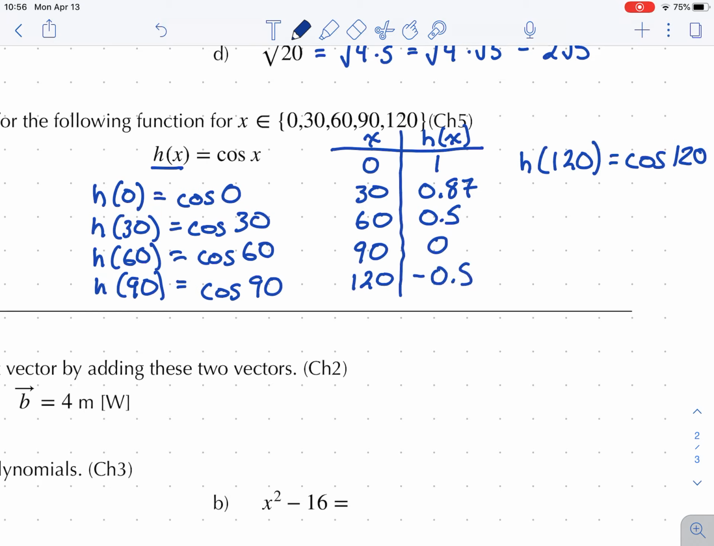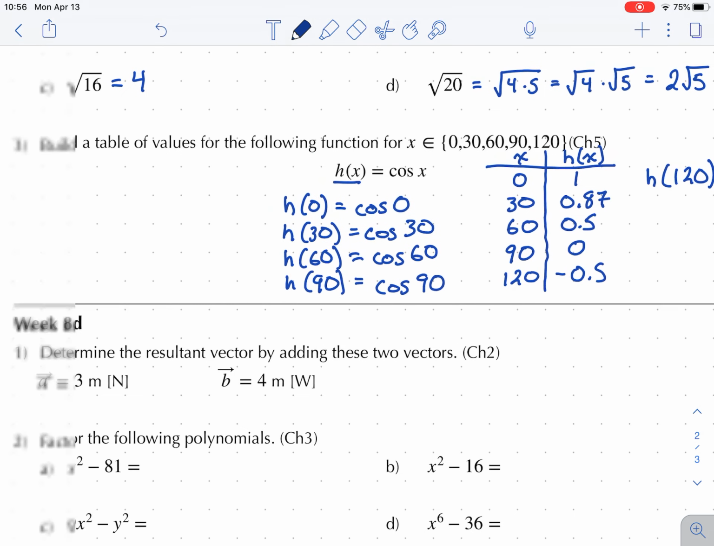You should start to see some patterns in these charts. And that's how we build a table of values for a function.